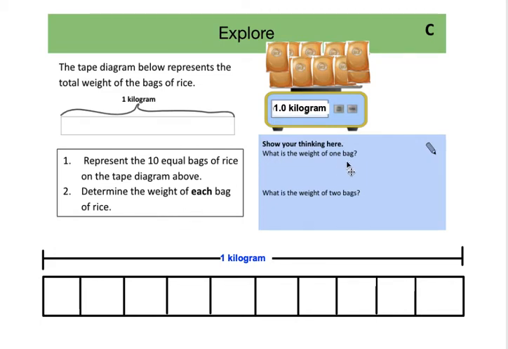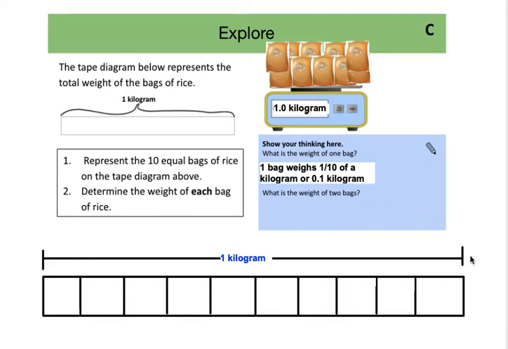So what is the weight of one bag? That one bag weighs 1/10 of a kilogram, or we can write it as 0.1. And we'd read that since there are no whole numbers, we just pay attention to the number that's to the right, which is 1, and then we name the place value that it's in, and that is in the tenths place. So we read it as 1/10 of a kilogram.